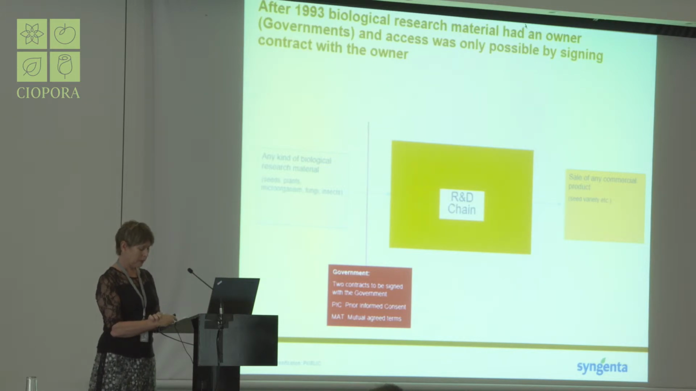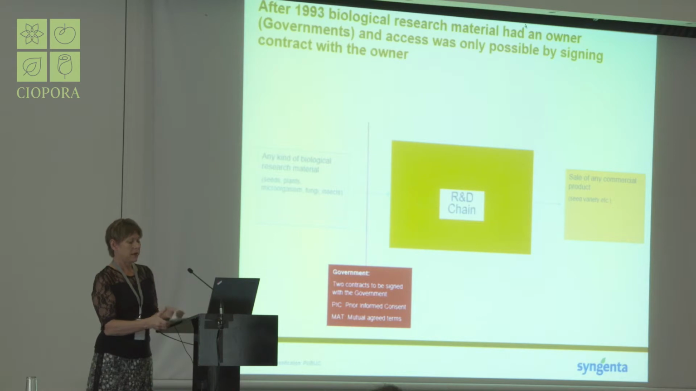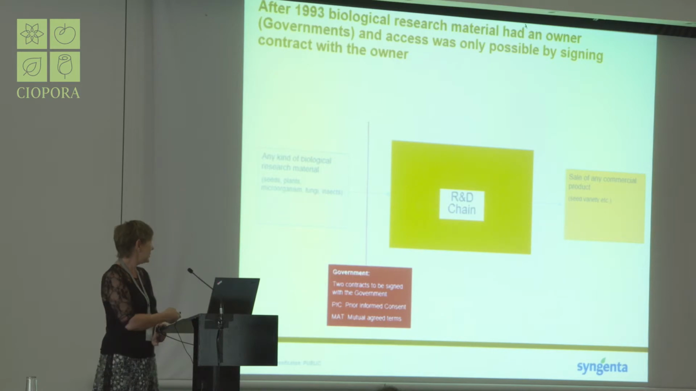And the prior informed consent needs to be disclosed. And the other one is the mutually agreed terms, which basically say that there needs to be a negotiation between the countries involved, and they need to make sure that whatever benefit is agreed on is on paper, because there will be an audit process later on, and that can include some restriction. It can be a time restriction, or it can be a restriction just on some of the activities.